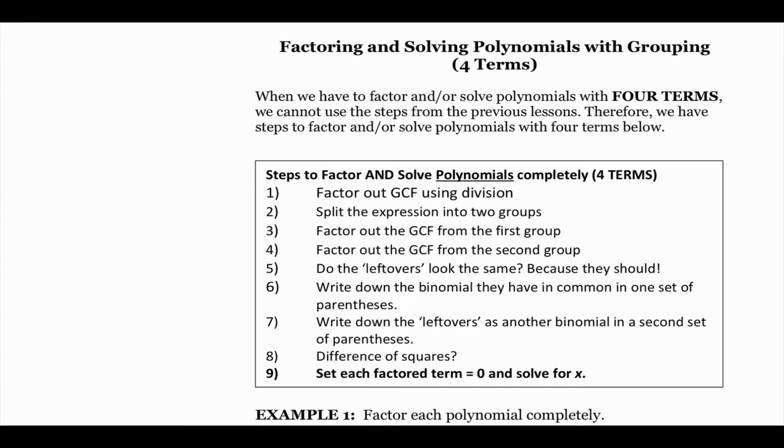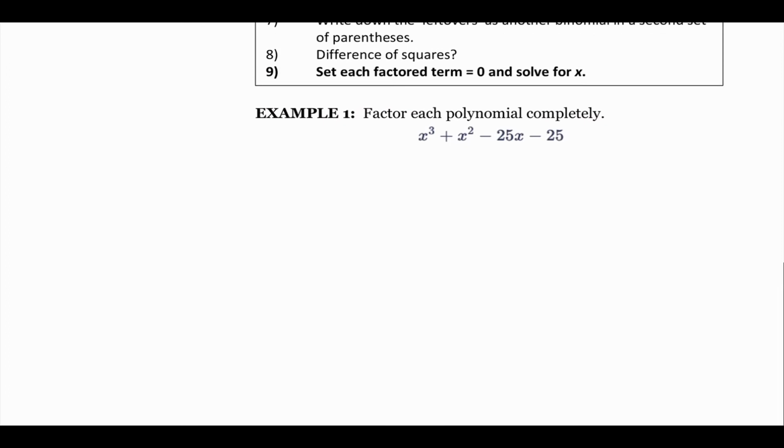They have 4 terms. So if there's 4 terms, we can't use the steps for factoring binomials and factoring trinomials because those steps won't work. How can I use the ABC method if I have more than ABC, right? So there's another method. It's called grouping, okay? So these are the steps. I put the steps on the board too. This is what we use when we're factoring or solving things with 4 terms. It's another method, okay? So let's look at example number 1.